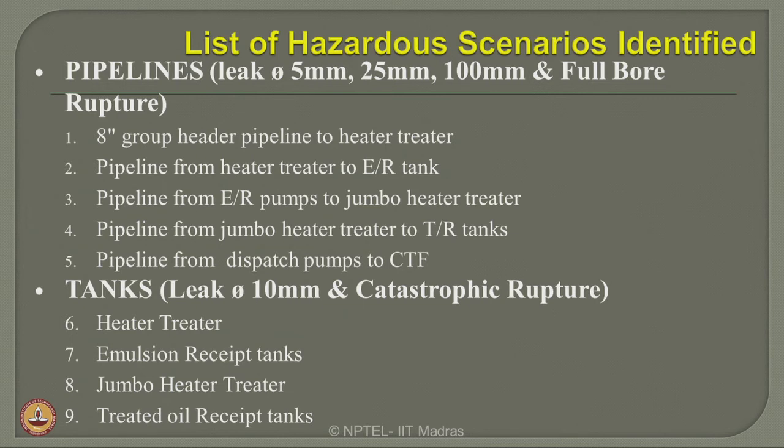The leak scenario is also identified at the tank level, with a 10 mm diameter rupture and a catastrophic rupture, which can happen at the heater treater, emulsion receipt tanks, jumbo heater treater and treated oil receipt tanks, called TR tanks. So the rupture can happen either in the tanks or in the pipelines. Therefore the scenarios are identified by the numbers 1 to 9, as you saw in the process flow diagram in the beginning of this presentation.